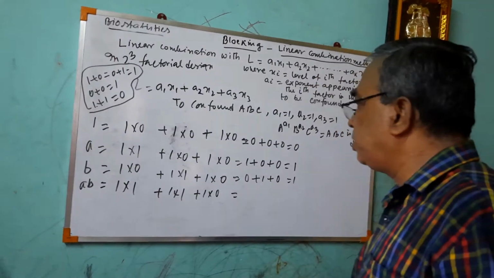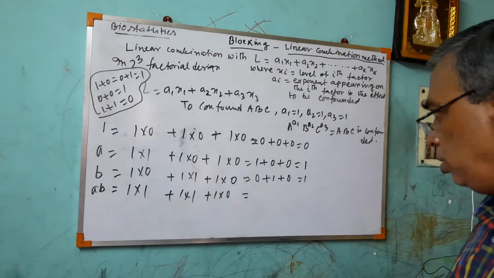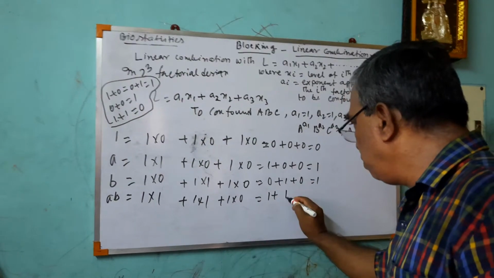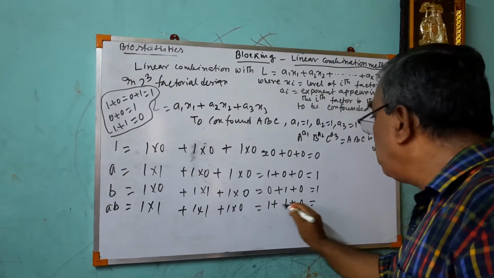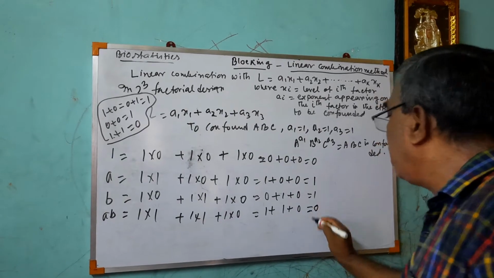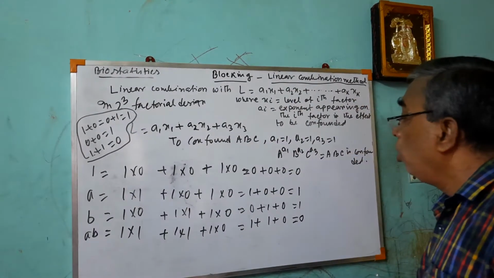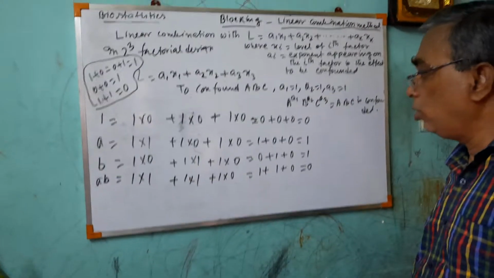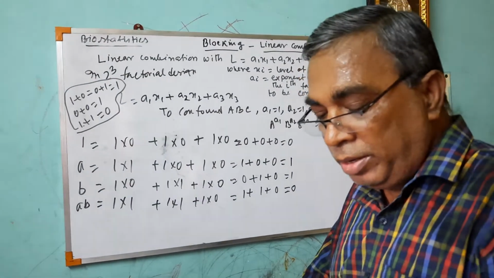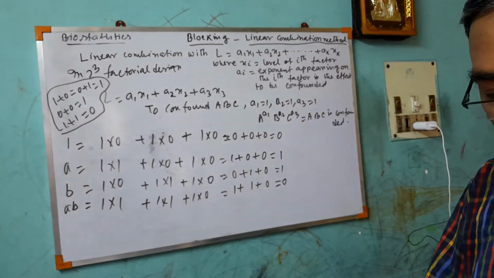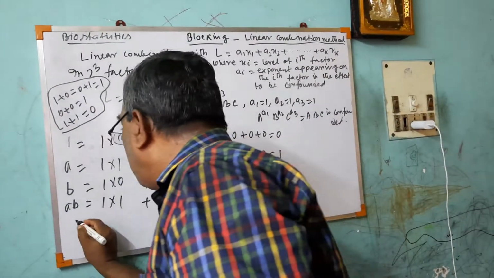So this becomes 1 plus 1 plus 0. Be careful here. 1 plus 1 is 0, 1 plus 1 is 0 and 0 plus 0 is 0. Now AB, then 1, A, B, AB. Then C factor will come.